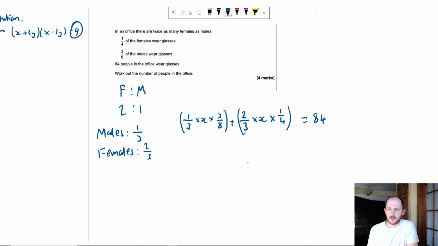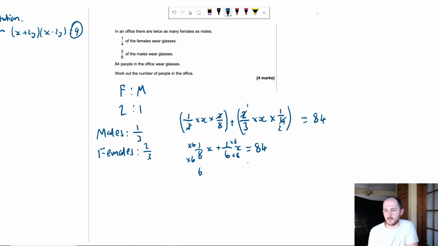Yeah. So if I times this out, I can cancel the 3's from here, and I can cancel this, make it 2. So we get 1/8x plus 1/6x equals 84. Okay, so we have to make the denominators the same now. So times them by each other: top and bottom by 6, and top and bottom by 8.